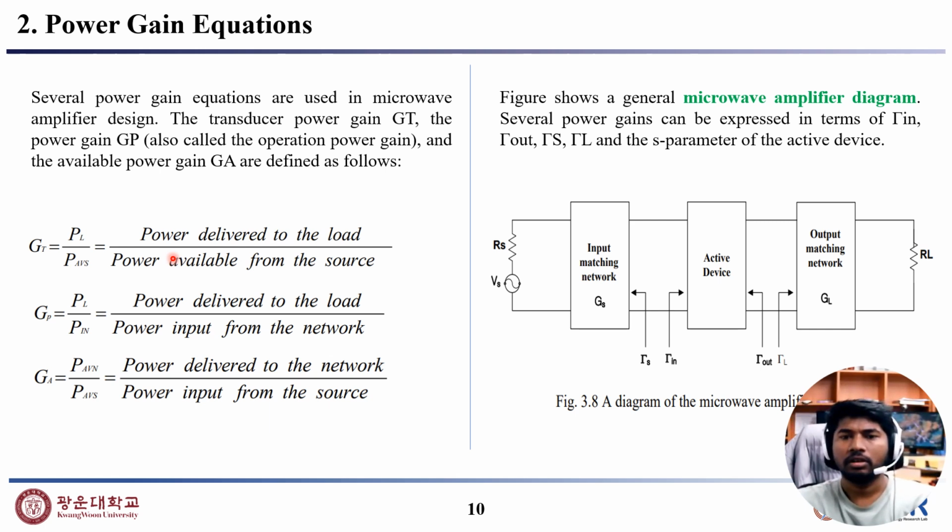where GT equals power delivered to the load divided by power available from the source, and GP is defined as the ratio between power delivered to the load and power input to the network, and GA is defined as the ratio of power available from the network divided by power available from the source. And in the right figure you can see a diagram of a microwave amplifier, and several power gains can be expressed in terms of these scattering parameters.